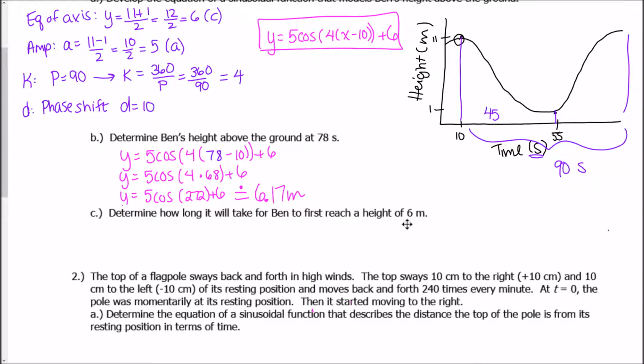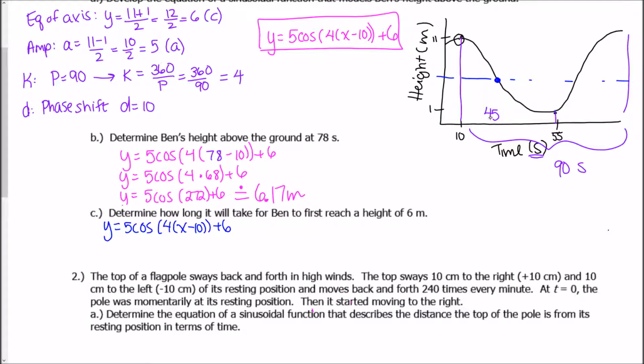So question C says to determine how long it will take for Ben to first reach a height of 6 meters. I want to do this algebraically, and I also want to do this logically. Okay, so 6 meters is the equation of our axis, which means that that's the halfway point. And the halfway point right here, the 6 meters, will always occur a quarter of the way through the cycle. So if the full cycle is 90, I need to figure out what a quarter of 90 is, and then add that on to the 10 for my horizontal shift.